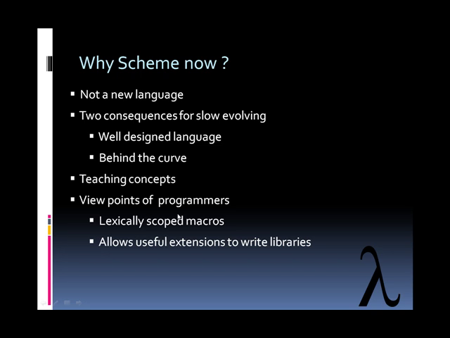According to the viewpoint of programmers, the most important new feature of Scheme is lexically scoped macros, which allow the implementation of many language features in a portable and fairly efficient way. This allows Scheme to remain small but also allows useful extensions to the base language to be written as libraries without a significant performance penalty.